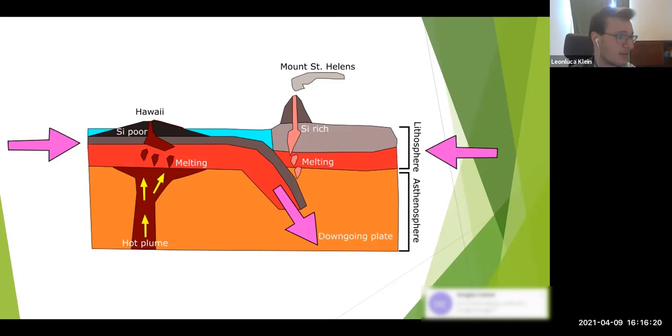Okay, we have plate number 1 here on the left-hand side, and it's going down beneath plate number 2 on top of here, above Mount St. Helens. Now, the volatiles, again, things like water and carbon dioxide that are in the downgoing plate, are released into the asthenosphere, which is a part of the mantle, and actually lower the melting temperature of the material there, and actually produce a melt that is a lot more silica rich.